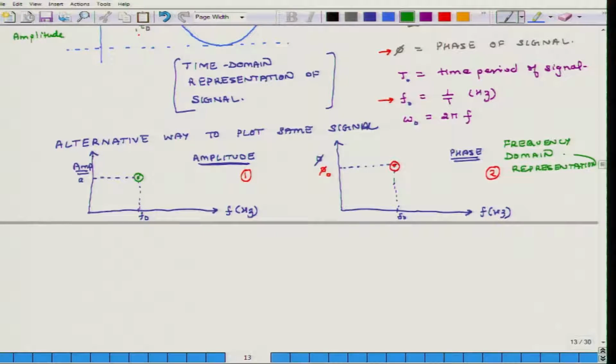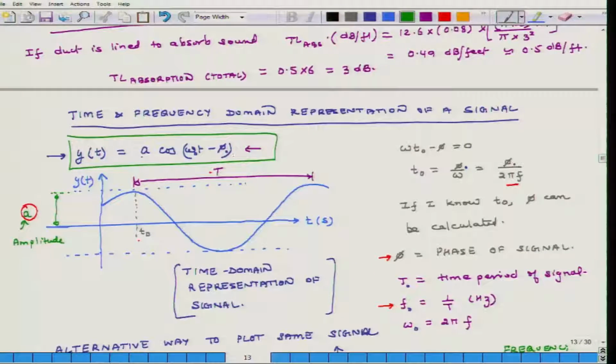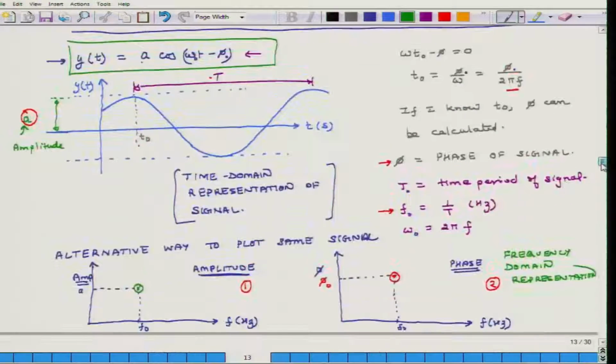And we have seen that these frequency and time domain representations for this harmonic signal are equivalent, right, because from each of these I can get this equation: y(t) equals A cosine omega t minus phi.